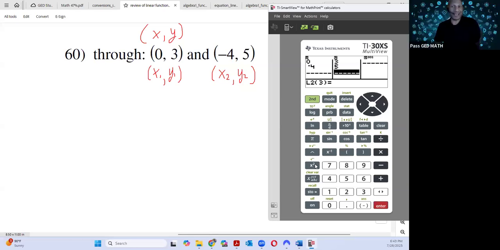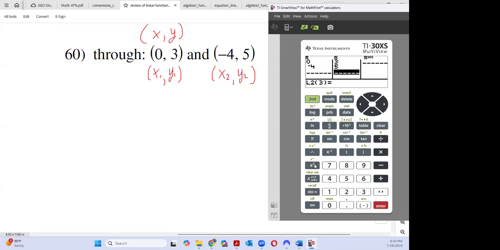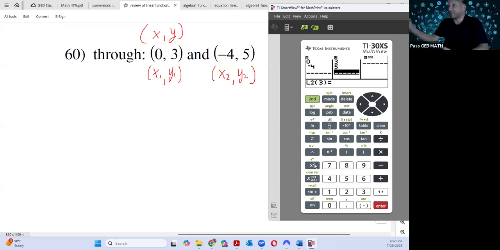I put in my 2 points. How do I guarantee I know what they are? My first point is 0, 3. What does my first row say? 0, 3. My second point is negative 4, 5. What does my second row say? Negative 4, 5. That easy.